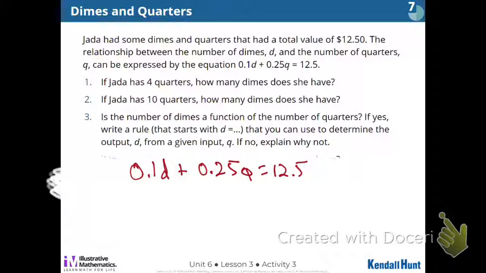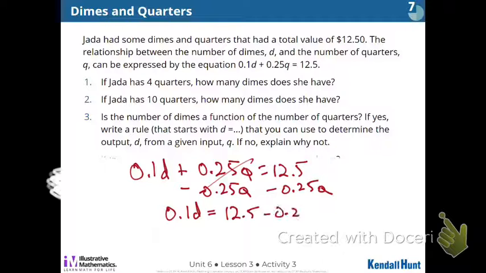So check it out. If I want to get D alone, how do I get rid of 0.25Q? Subtraction. Anything subtracted by itself is 0, right? So that's gone. And watch how this makes sense. 10 cents per dime would be equal to the $12.50 minus 25 cents per quarter. If I take away the quarters value, all I'm left with is dimes.